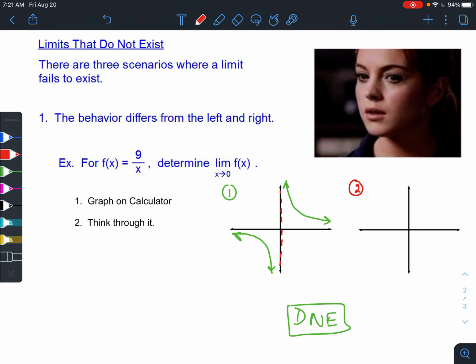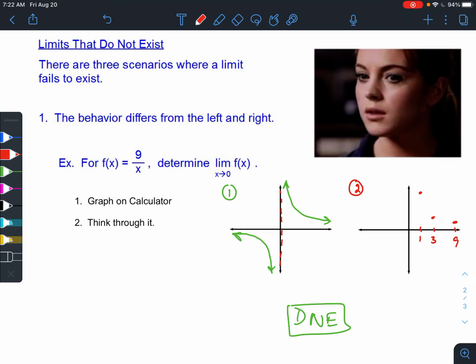So option number 2, think through it. You can kind of go, hey, if I'm plugging in values into 9 over x, in case you don't know what that looks like, just intuitively, you can say, okay, cool. Values that I can pick that would work out nice would be like 1, 3, and 9. Now if I plug in 9, I'm going to get a y value of 1. If I plug in 3, I'll get 3. And if I plug in 1, I get 9.